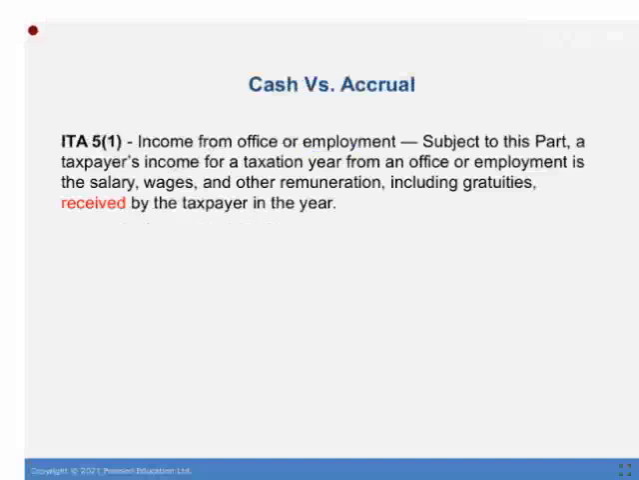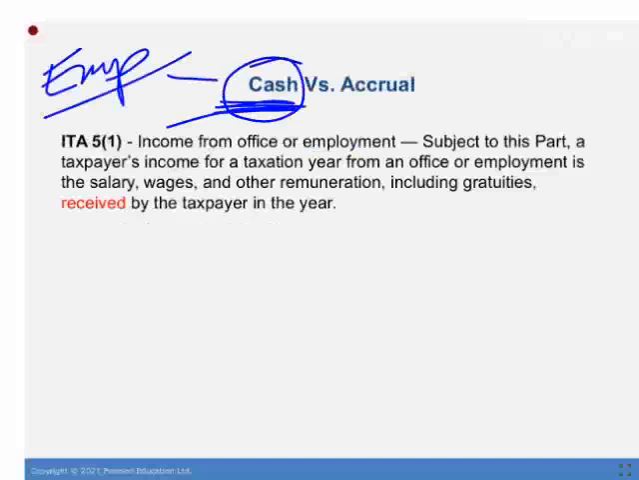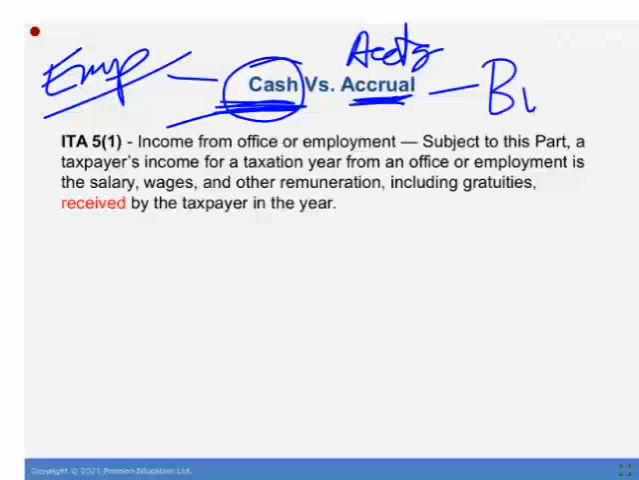One of the important aspects of employment income is that employment income is done on a cash basis. So in other words, when the cash or the benefit is received is when it's recognized. This would be the exact opposite. So cash, that's for employment. Accrual, this is what we do in accounting, right? You guys should be familiar with accrual accounting, and that's what we're going to do for business income.